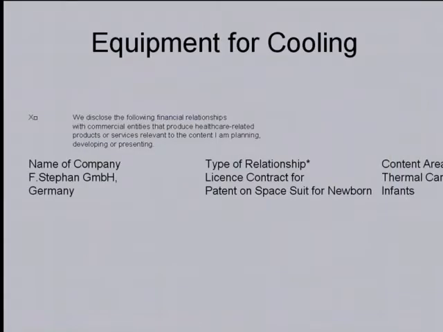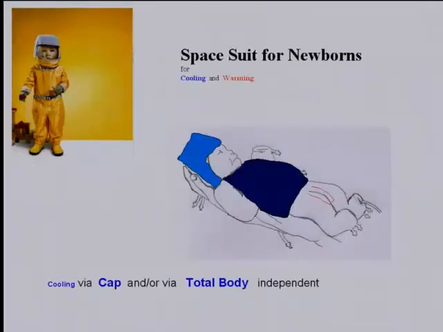Next, I want to tell you that I'm the inventor of the spacesuit. That's why I have to declare I have an interest in this spacesuit, a commercial interest. So anything I say has to be taken in this respect. Next slide. The spacesuit for newborns has the idea that the head is covered with a cap and you have a jacket around the trunk. You can regulate the temperature of the cap separately from the one in the trunk.